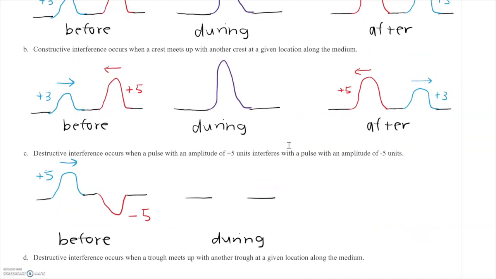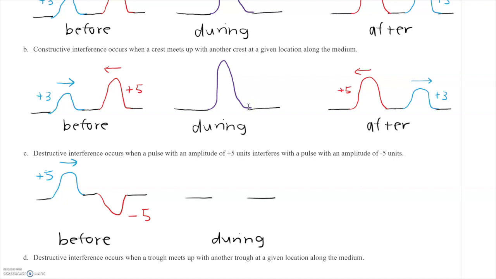Constructive interference occurs when a crest meets up with another crest at a given location along the medium. So we can use the same waves that I drew above. Over here we have two crests. One crest has an amplitude of 3 in the blue, and the other crest has an amplitude of 5 in the red. During interference, they do constructively interfere with each other. They do add up to give you a bigger amplitude.